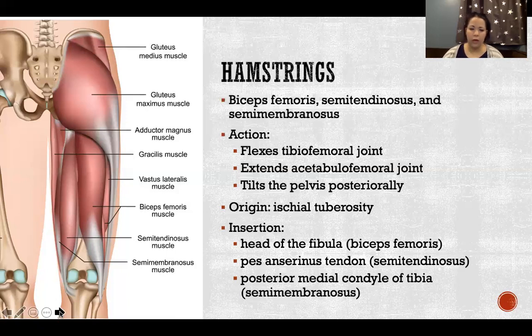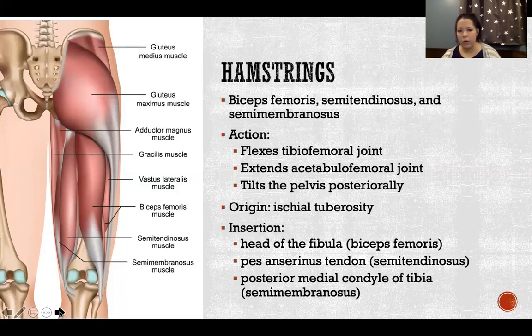Okay, so they originate on the ischial tuberosity. So that's like the big bump in the middle of your butt. And so it's pulling down on the ischial tuberosity. And if it does that, it can tilt the pelvis posteriorly because it's pulling down on the ischial tuberosity. So it can pull down on the ischial tuberosity, that would be tilting the pelvis posteriorly, extend the acetabulo-femoral joint, and flex the tibiofemoral joint.